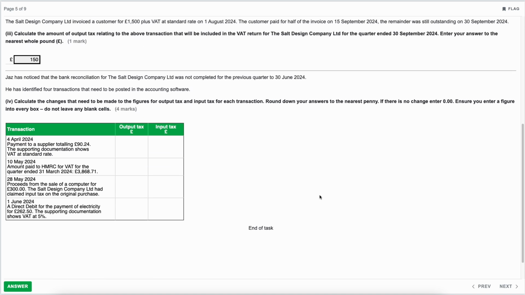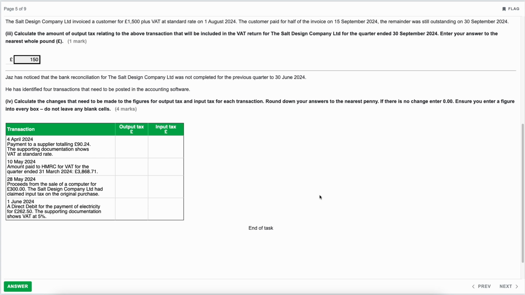Now then, moving now to the last question. Jazz has noticed that the bank reconciliation for the Salt Design Company Limited was not completed for the previous quarter to the 30th of June 2024. He has identified 4 transactions that need to be posted in the accounting software. Part 4. Calculate the changes that need to be made to the figures for output tax and input tax for each transaction and round down your answers to the nearest penny. If there is no change, enter 0. Ensure you enter a figure into every box and do not leave any blank cells.